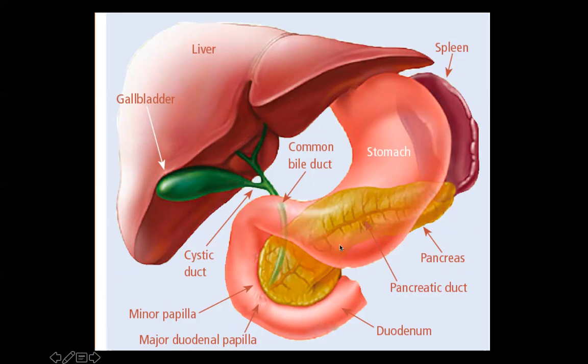It's making pancreatic juice as part of its digestive function, which travels through the pancreatic duct and out through the major duodenal papilla. That pancreatic juice is lipases that break down lipids, pancreatic amylase breaking down carbohydrates, and bicarbonate that neutralizes that acidic chyme coming from the stomach.